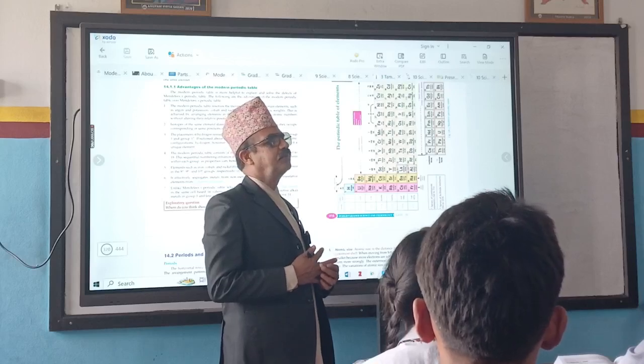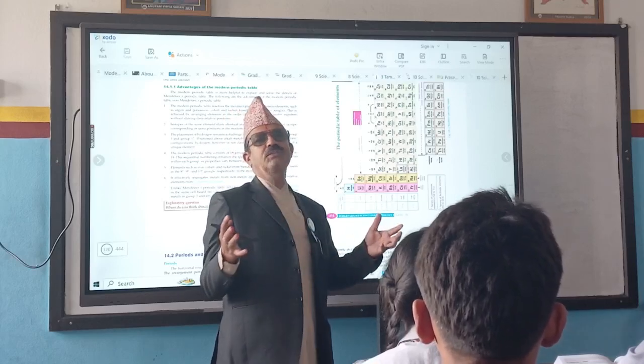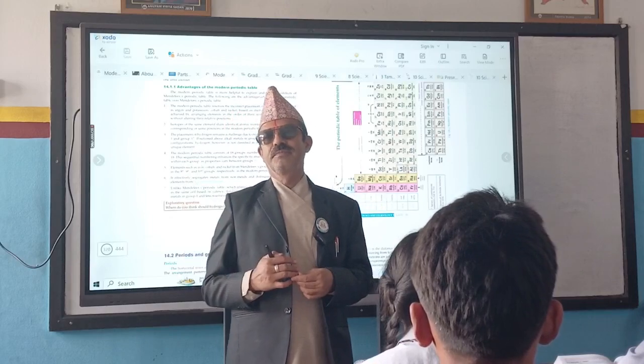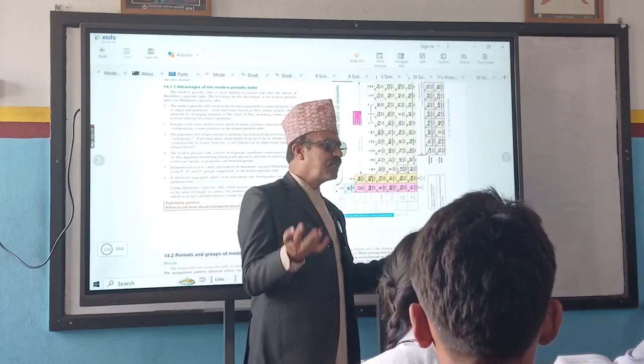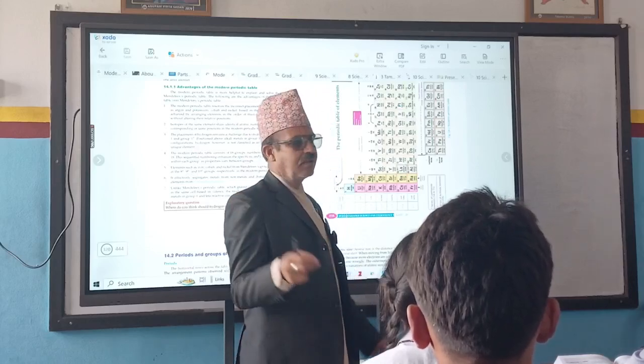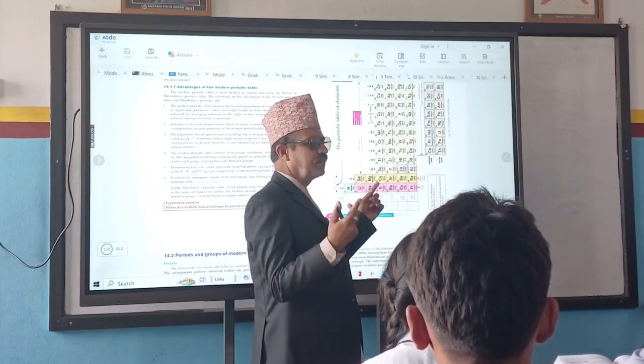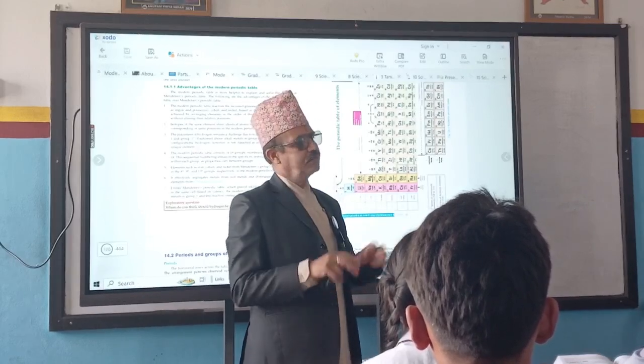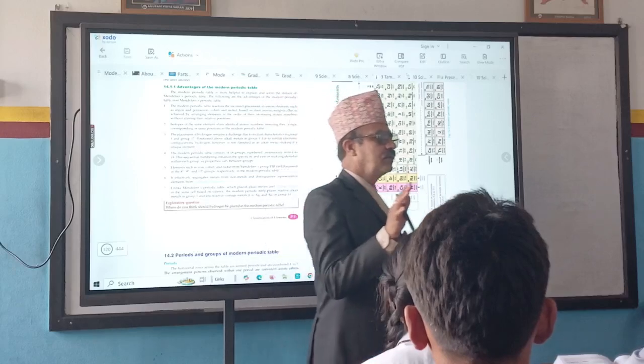Which is more reactive? Here, make the concept clear. Whose atomic size is bigger? Calcium. Atomic size is bigger. That is a metal. It is more reactive. The other atomic size is smaller. That is a metal. That is less reactive. Got the idea?